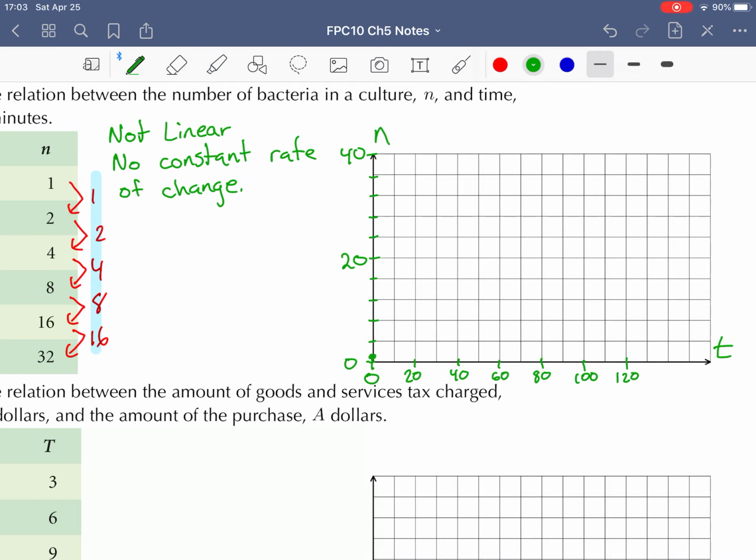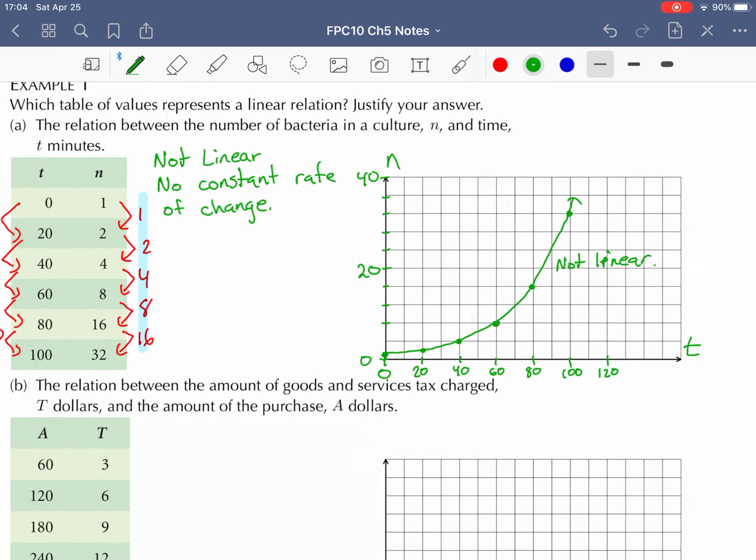All right, so at 0, it's at 1. That's right about there. At 20, it's at 2. At 40, it's at 4. At 60, it's at 8. At 80, it's at 16. And at 100, it's at 32. So this is 20, 24, 28, 32 right here. It's easy to see from this graph that this is not a linear relation. This is not linear. It's not in a straight line. It's in a curved line. Curved line is not linear. This is an exponential function.